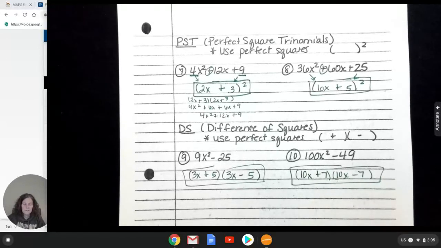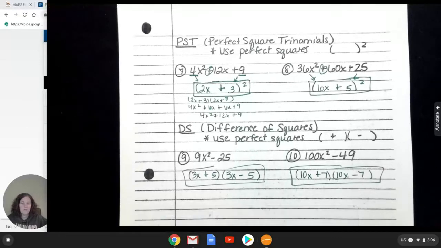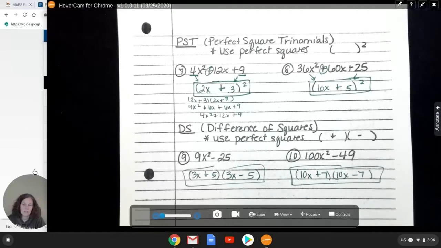All right. And that is basically a review of factoring. I would keep this by you as you're working on your assignment so that you have some examples you can go off of so that you can see it.